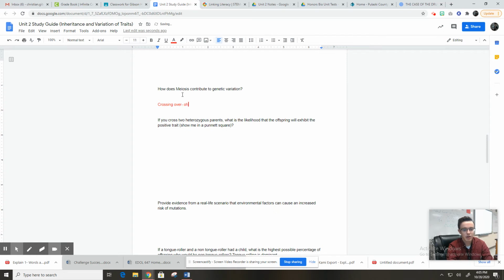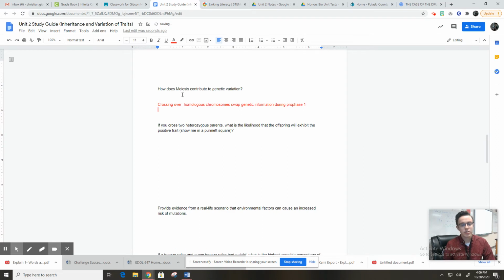Crossing over is when homologous chromosomes, or chromosomes that are very much alike each other, have genes in the same location and they actually line up next to each other during meiosis. So homologous chromosomes swap genetic information during prophase 1. Okay, so that's one way.